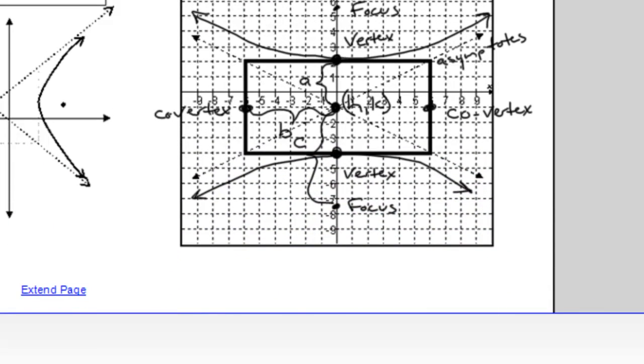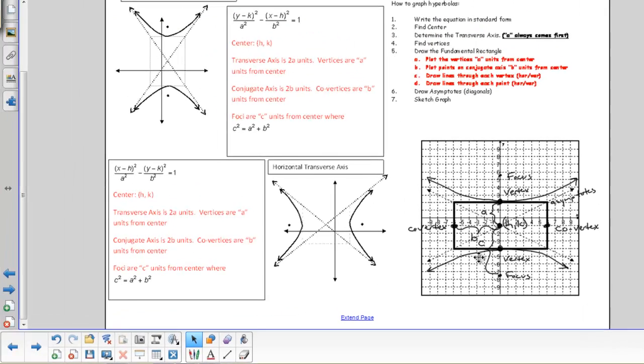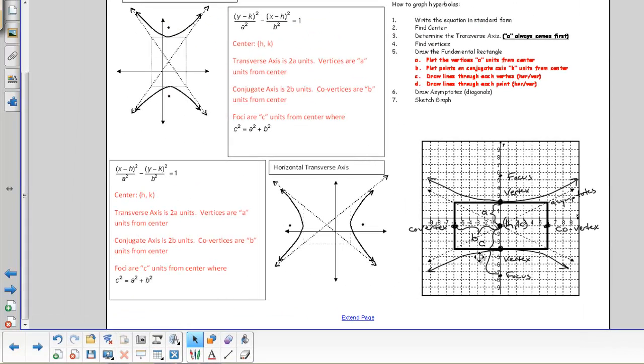This is an example of what a graph will look like once you are finished. I've gone ahead and labeled all of the parts as well so that you can see that. Go ahead and flip to the back of the book once you're finished copying down these notes and complete example 3. That is the one that involves your hyperbola.